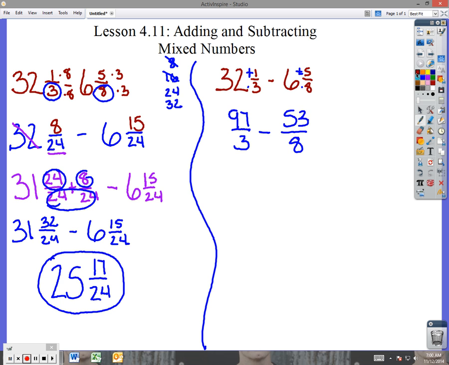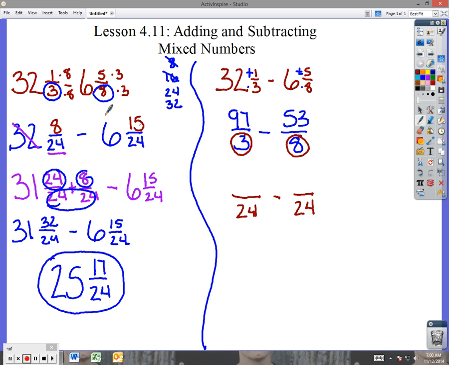Right now, they look to be up to the same level of work. But here we go. I see that I have thirds here, eighths here. Well, we already know that their common denominator is 24. I cannot add or subtract fractions when the denominators are not the same. I can multiply or divide fractions when the denominators are not the same, but not add or subtract.